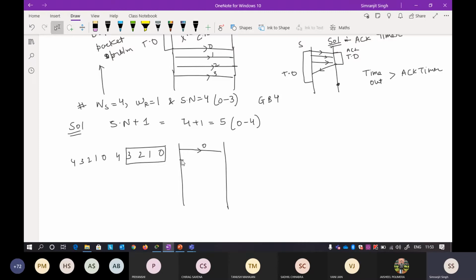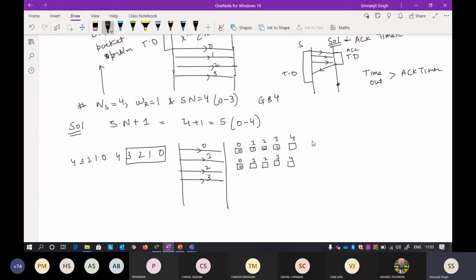When you send 0, 1, 2, 3, it will be accepted, because the receiver is expecting 0, then 1, then 2, then 3. Now here it is expecting 4. After that it will again accept 0, expect 1, accept 2, accept 3, and accept 4.